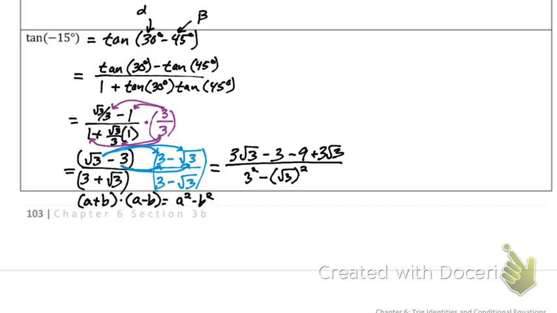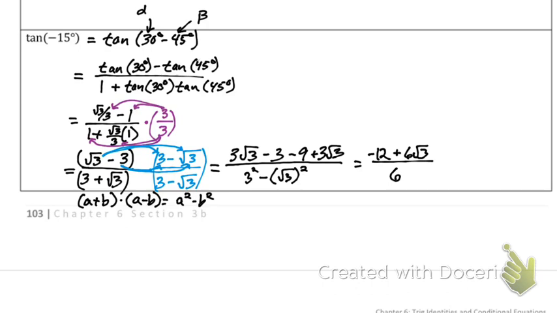All right, now we just need to simplify stuff. Negative 3 minus 9 is negative 12. 3 square root of 3 plus 3 square root of 3 is a 6 square root of 3. All over 3 squared is 9. Square root of 3 squared is 3, so it'd be 9 minus 3, which is 6.